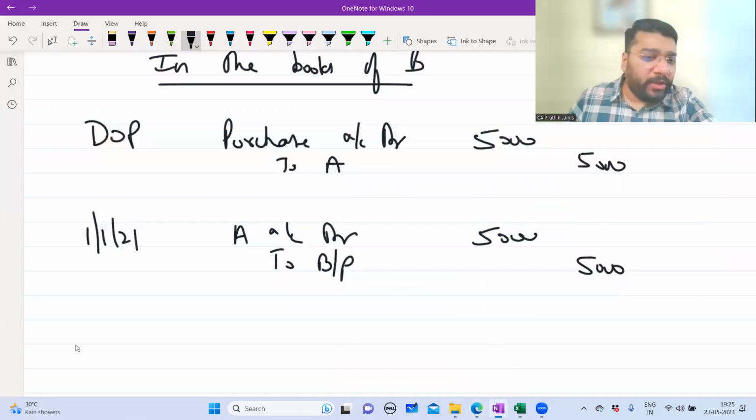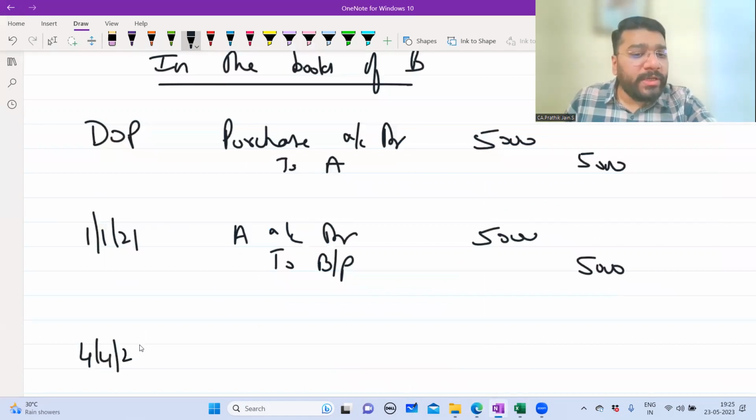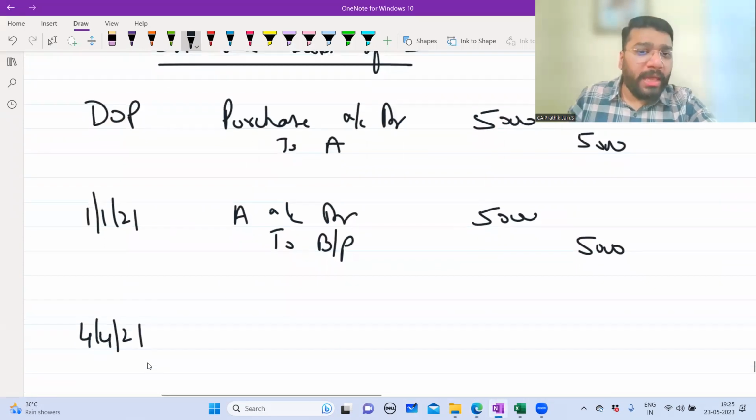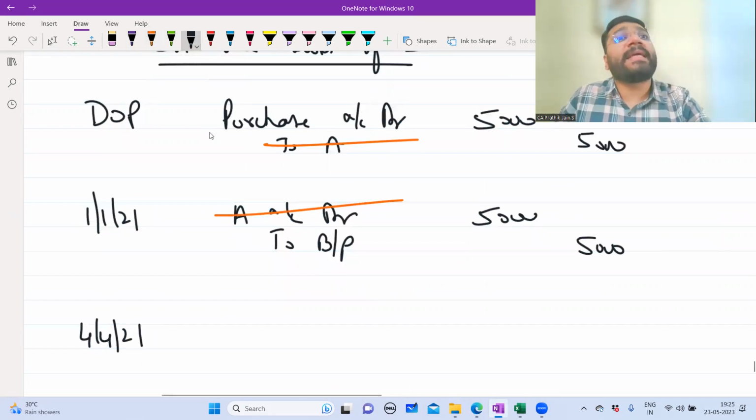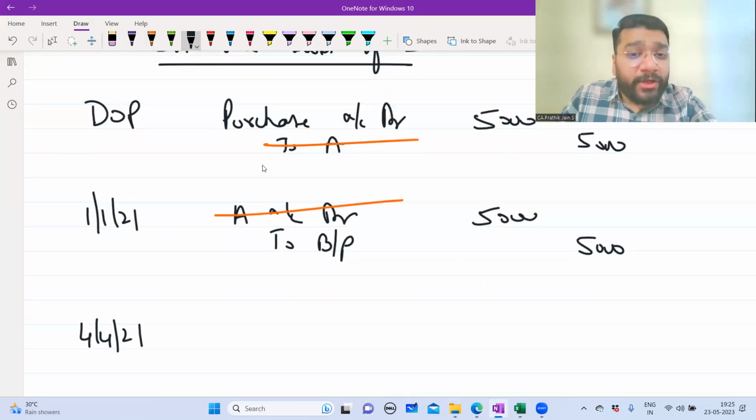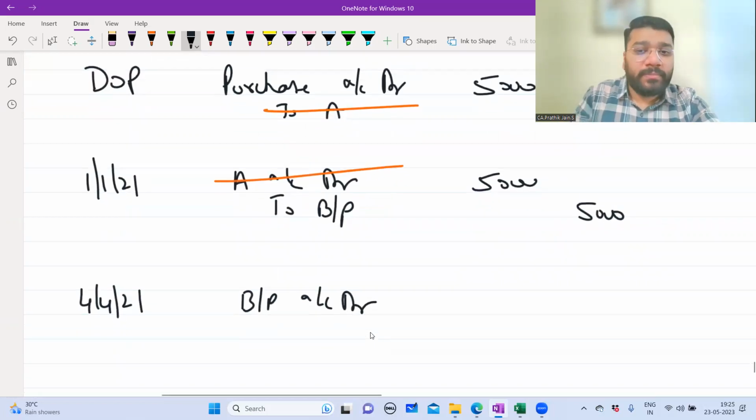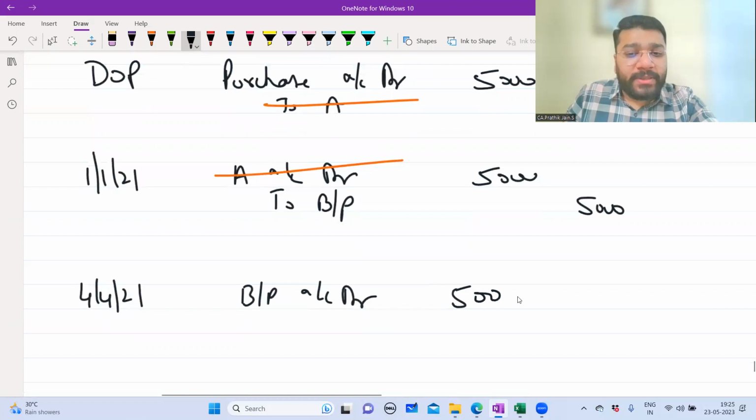So that entry we have to record. So what is the due date? 4 April 2021. So on the due date, what happens? Before that, guys, A account is knocked off. Now on the due date, the bill payable validity is expired. So I need to cancel the validity of the bill. So BP account will be debited by 5,000 rupees. And we are yet to make the payment to whom?